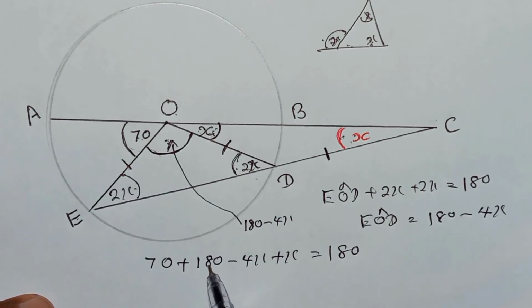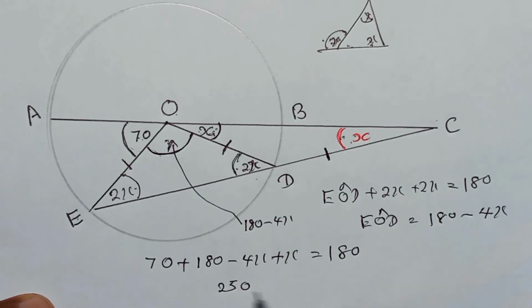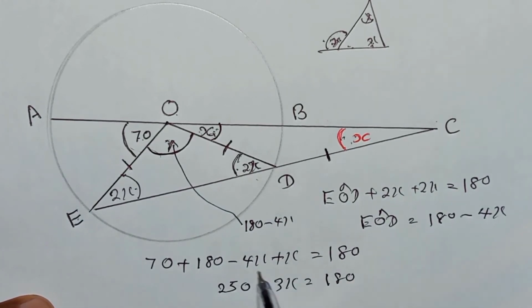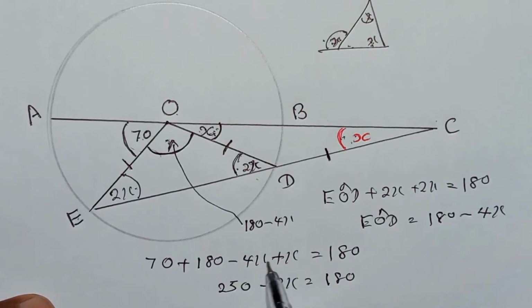Now I need to solve this. Here will be 180 plus 70, which will be 250. And minus 4x plus x means minus 3x, equal to 180, right? Here minus 4x plus x, you can think of minus 4 plus 1, so it will be minus 3x. Normally we take the sign of the bigger one and get the difference of 4 and 1, so 3.